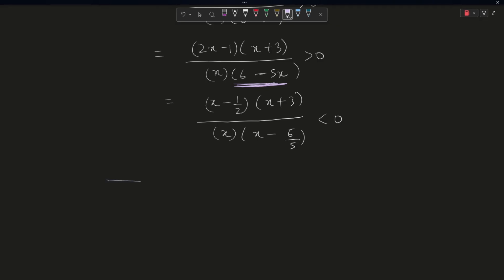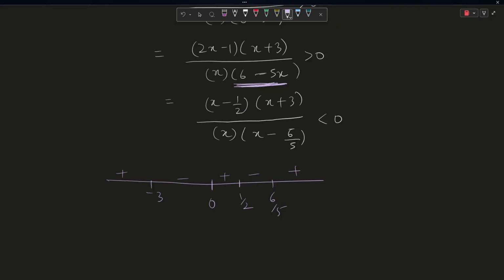So the critical points here will be 0, 6 by 5, 1 by 2, 1 by 2, 6 by 5, and minus 3. Now again plus, minus, plus, minus, plus. Here we will consider the minus part because I will only consider the part which is showing us the value less than 0.